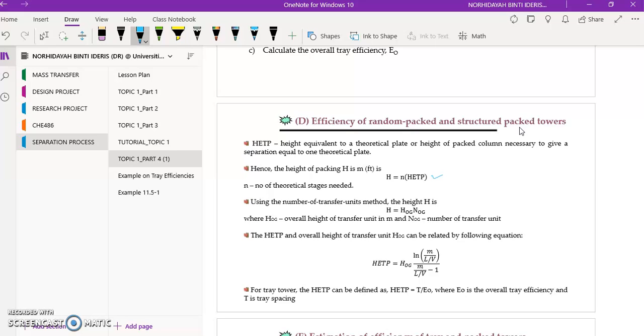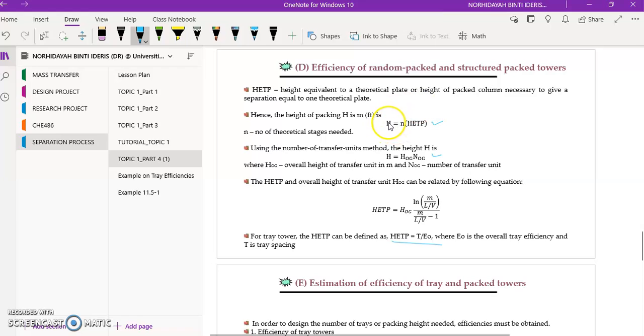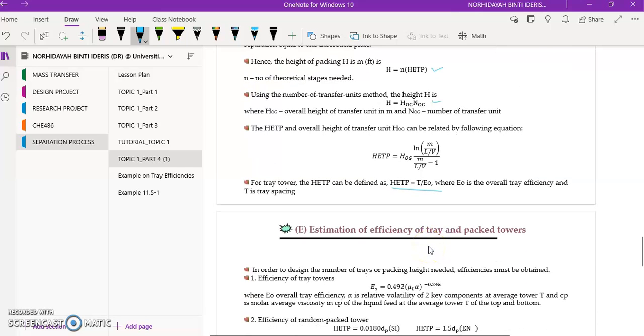And if you're using the number of transfer unit, this is the equation that you're going to use. All right. So for tray tower, the HETP can be defined as T over E naught, where E naught is the overall tray efficiency and T is the tray spacing. So that's why it's stated here, in order to design the number of trays, the efficiency must be obtained. Because once you know the efficiency and you know the tray spacing, we can calculate for HETP, and eventually we can calculate for the height of packing, which is how tall our distillation column will be.